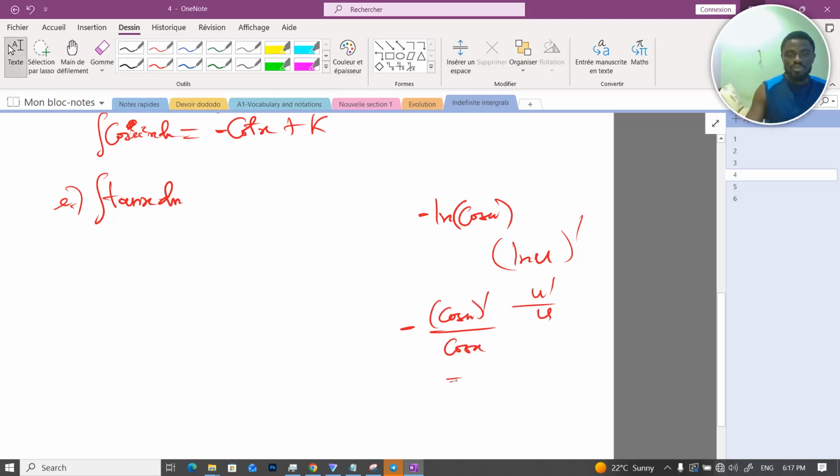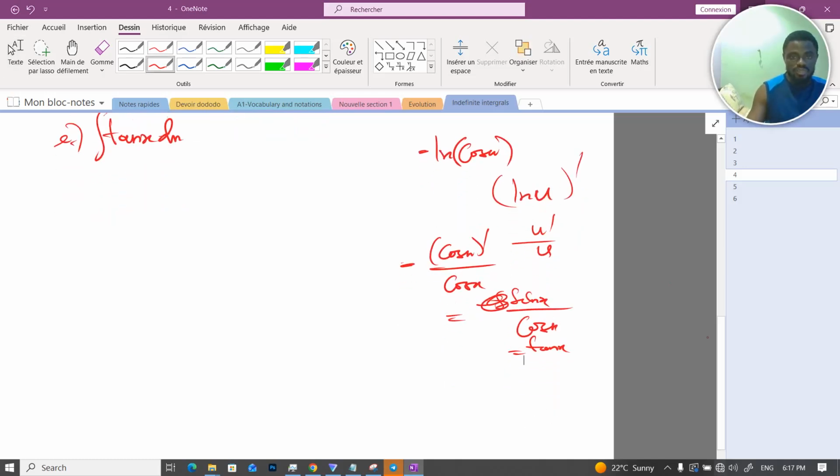This will be equals to what? Minus, this minus will not. The derivative of this is minus sine x times this. This will give sine x on the cos x, which is simply what? Tan x.